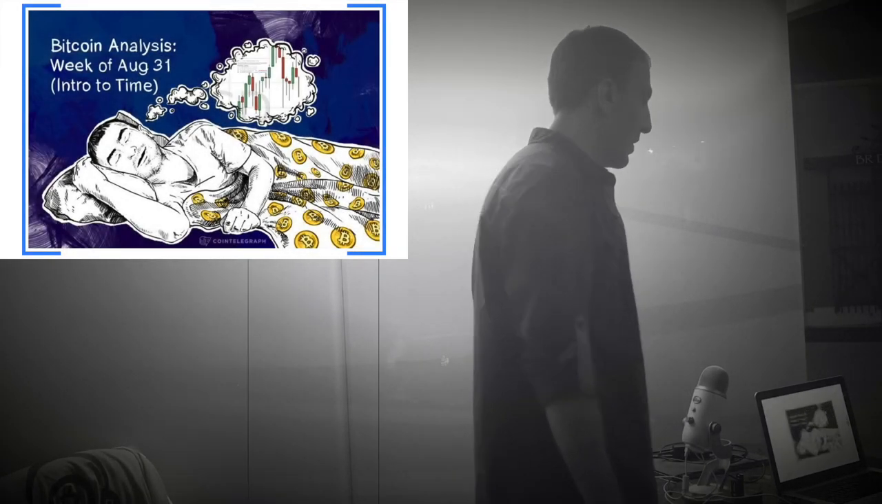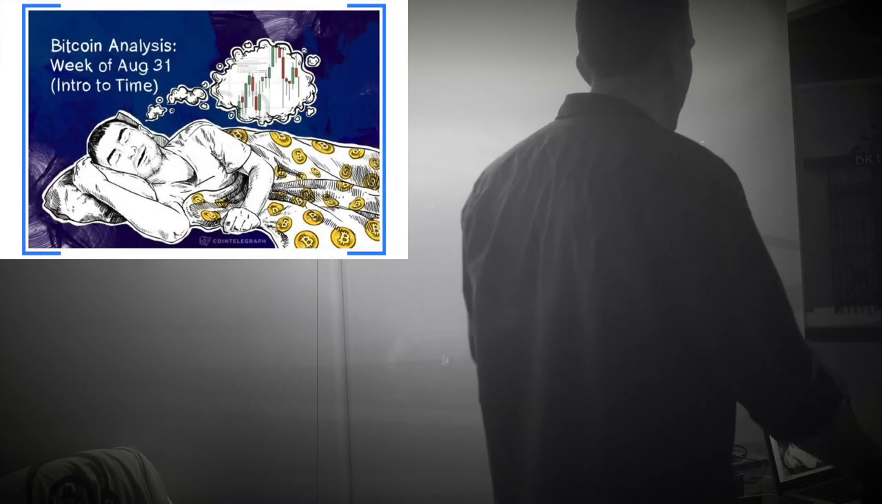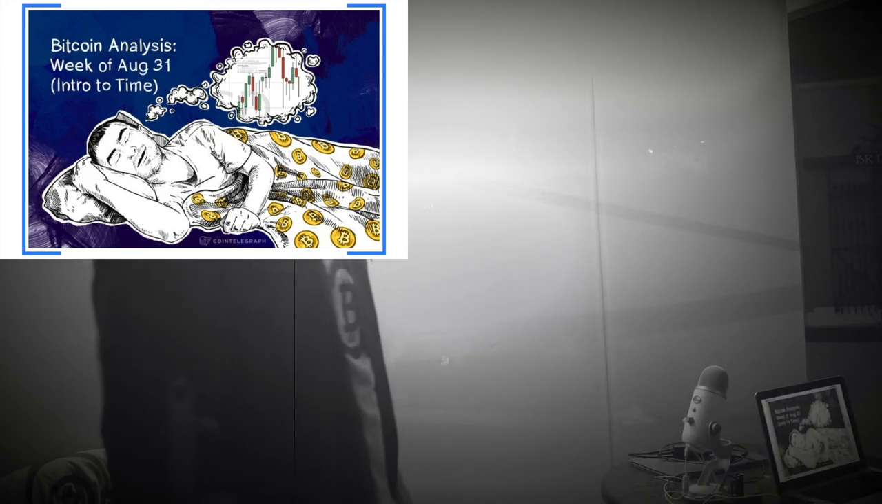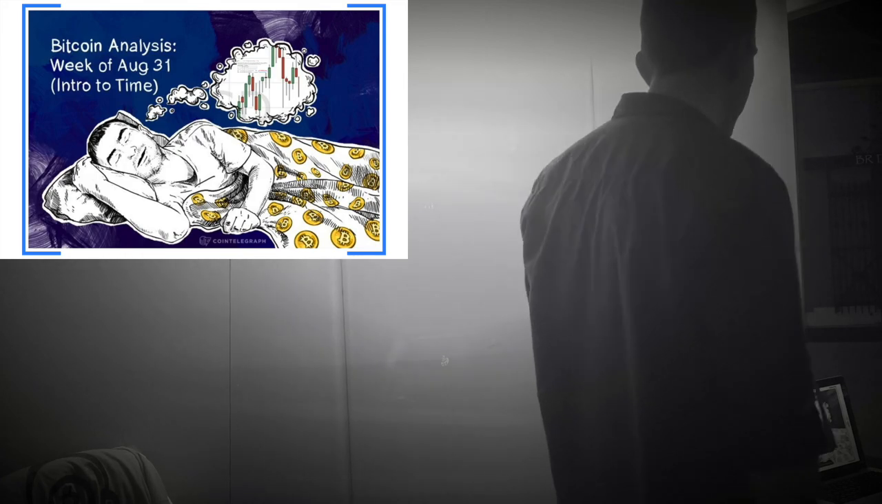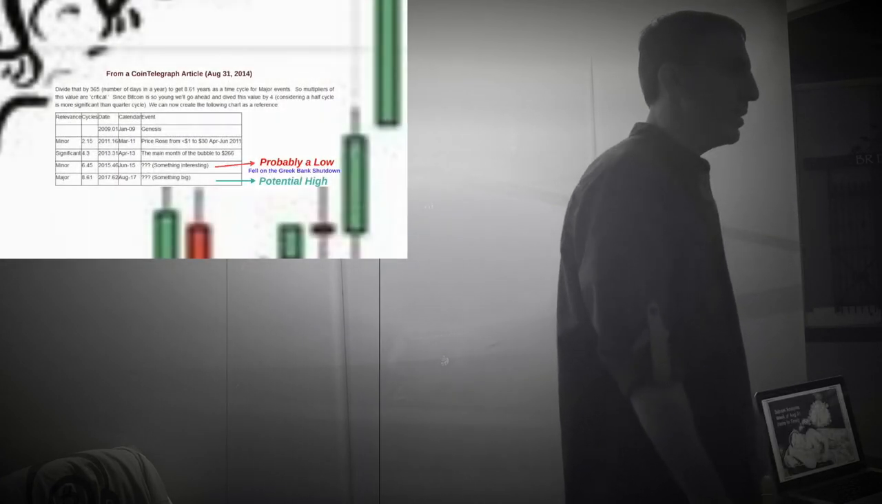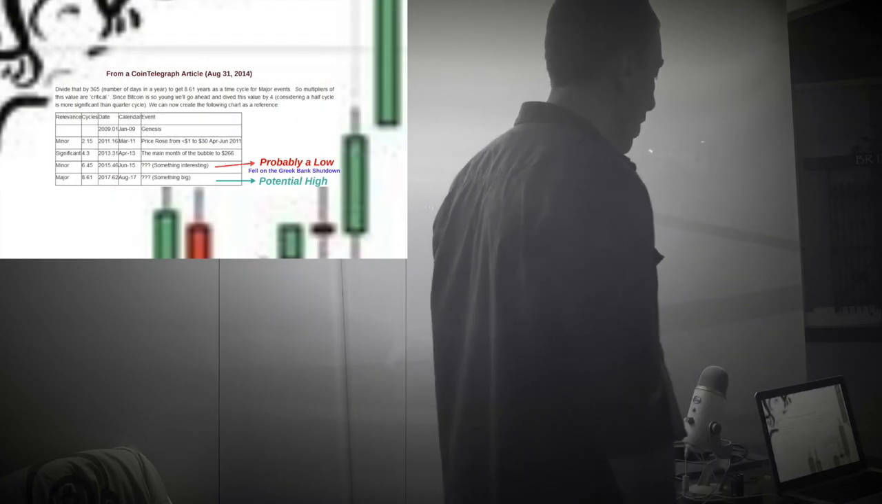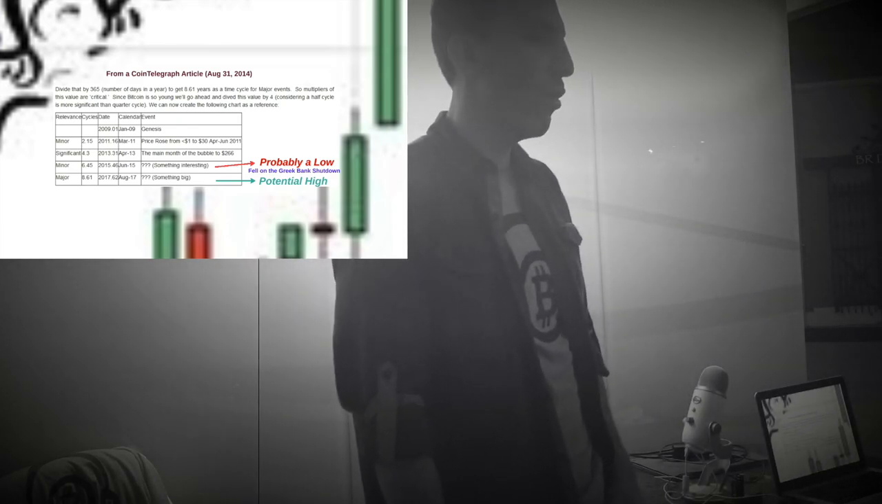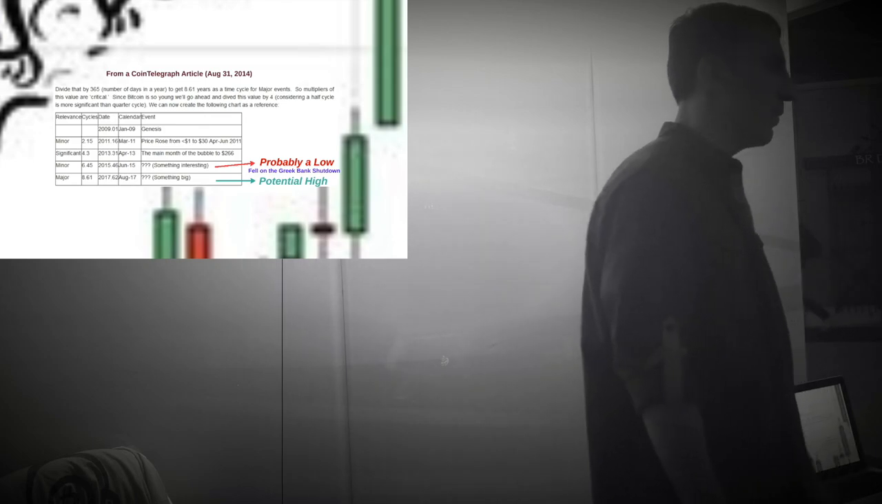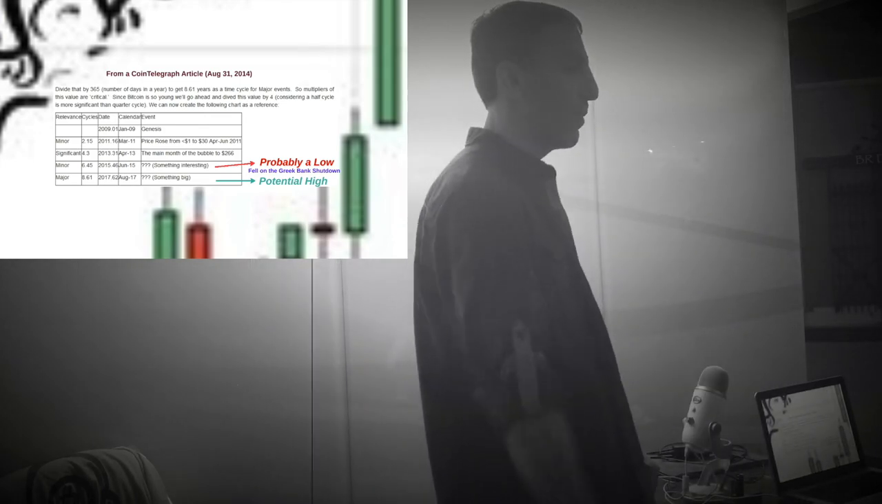All right, so I like to conclude this presentation with my views on the Bitcoin price. This is one of the articles I wrote at Cointelegraph in August of 2014. So this article is now almost 3 years old. I wrote this article in August of 2014, and I played around with some time analysis. I mostly do price analysis.